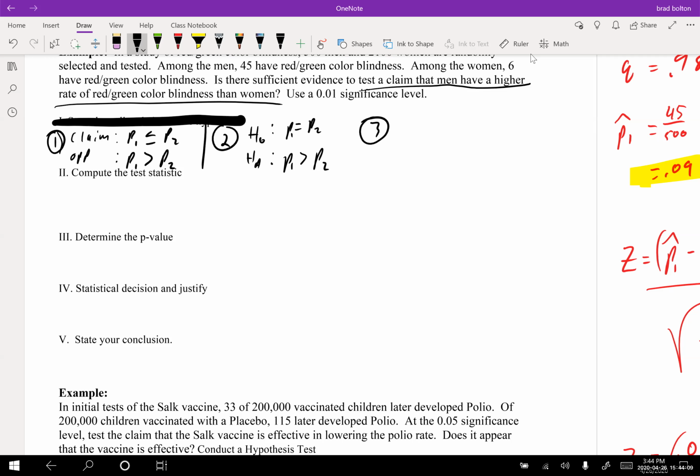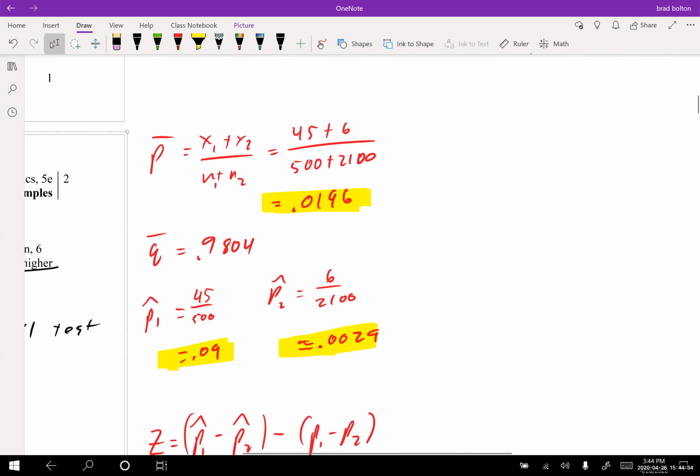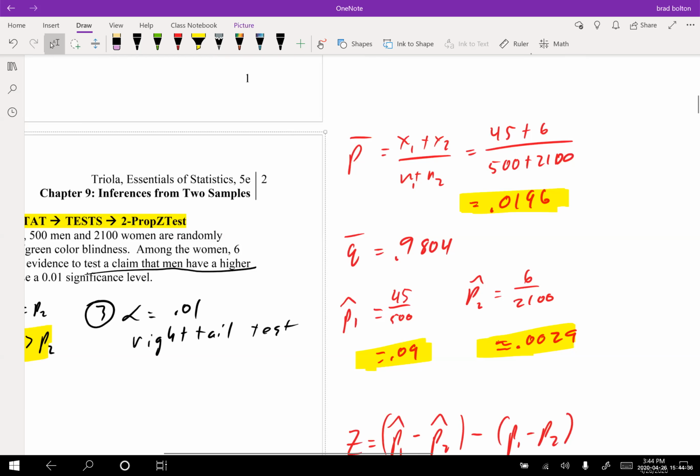So then in step 3, we're going to say that alpha is 0.01, and we know this is a right tail test. Okay, because once again, hopefully you guys are getting tired of me reminding you, but because of the alternate hypothesis. Okay, so compute the test statistic. So I computed the test statistic way over here, okay?